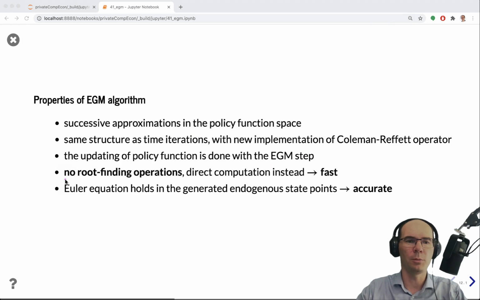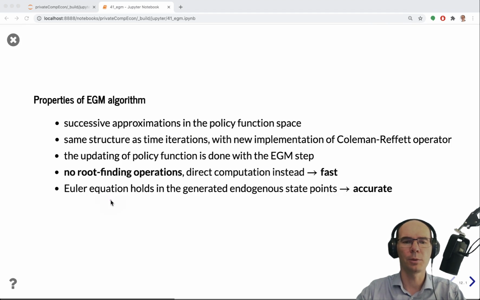But the main property of the EGM algorithm is that it doesn't have any iterative root finding operations, be it an optimization problem to solve or an equation for the first order conditions to be solved. And so it's fast. It doesn't repeat work at all, except for the work to compute the optimal choices. It's just a few analytical functions evaluated and you get that.